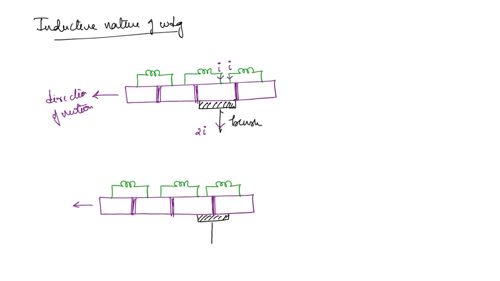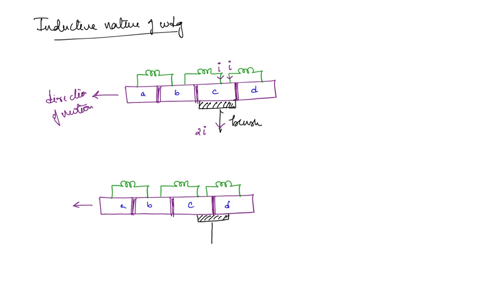Here we have an intermediate position that I have shown. So brush was initially at this, we can name these. This is A, B, C and D, let us say. So initially commutator segment C was connected to the brush. Now it is slowly moving so that the brush will now be coming towards D, right?